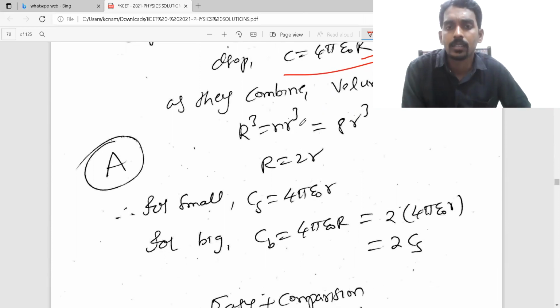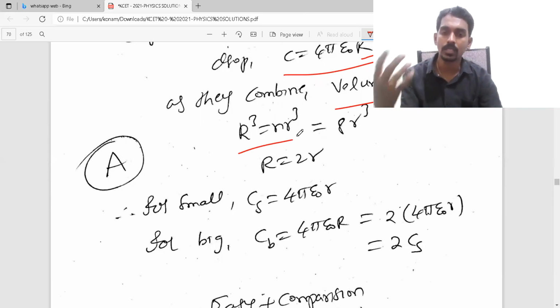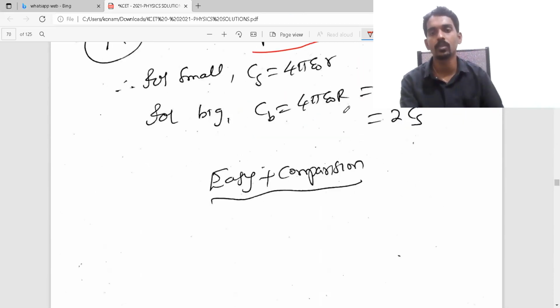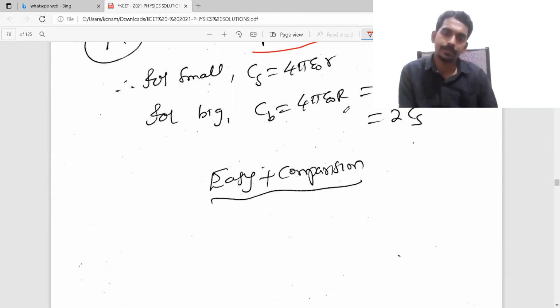As they combine, the volume remains constant. Volume remaining constant means the condition is capital R cube equals n r cube. In every situation, viscosity or surface tension, we use the same condition. The n value they always give such that you can write it as something to the power of 3, like here 2 cube, so that the capital R and small r relation will come. So you can substitute here and find the new capacitance.